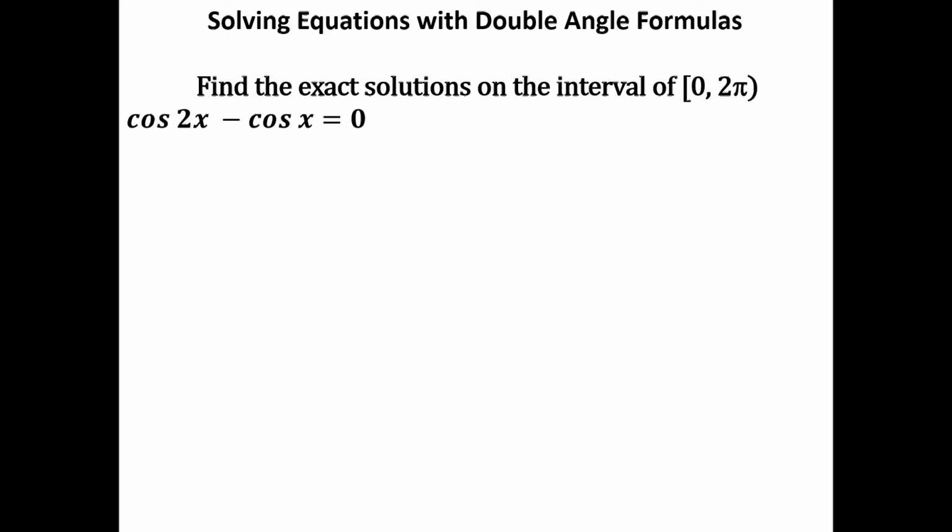Now, one thing to mention is that you want to have something in common between each term. So in this case, I'm going to replace the cosine of 2x with something that we know would be the easiest, which is to use that formula, 2 cosine squared of x minus 1, minus the cosine of x equals 0.